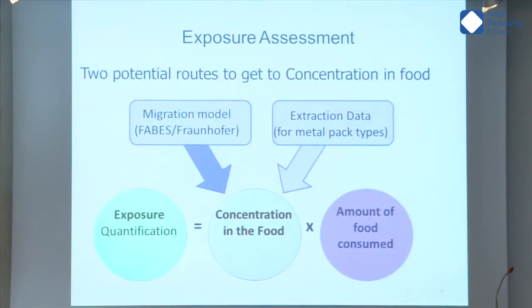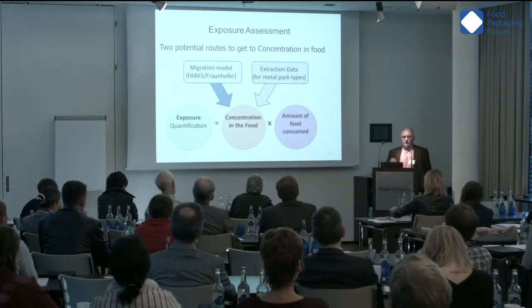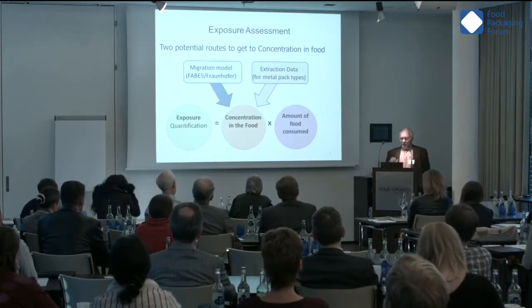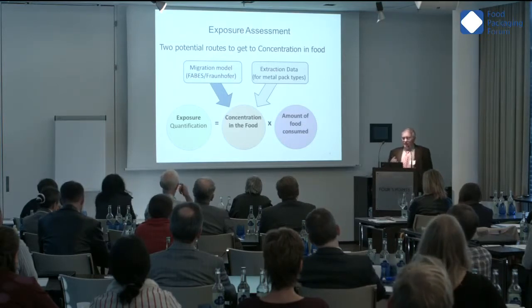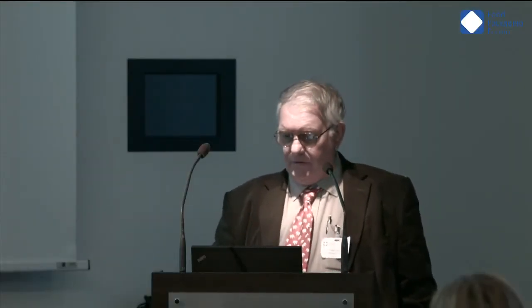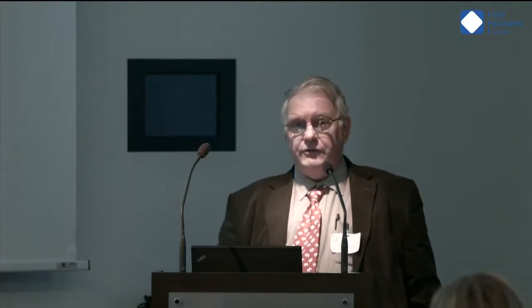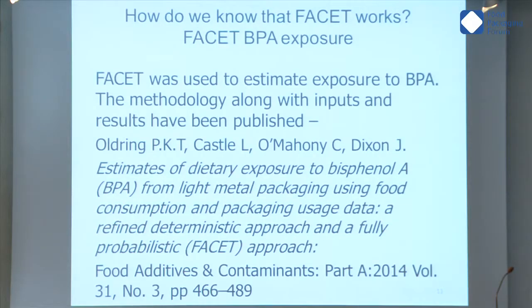We've got two routes for getting concentration. There is the migration model from Farbes and Fraunhofer, used for plastics, paper and board and inks. And we have extraction data for can coatings, for metal lids, etc. These are the countries for which we have dietary surveys. I'm pushing a little bit quickly because we're short of time.